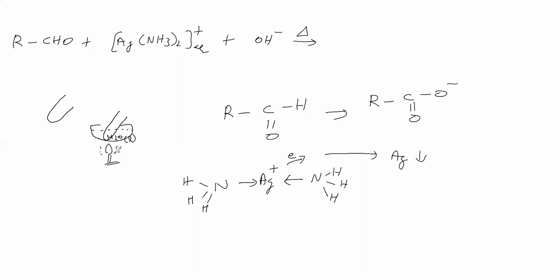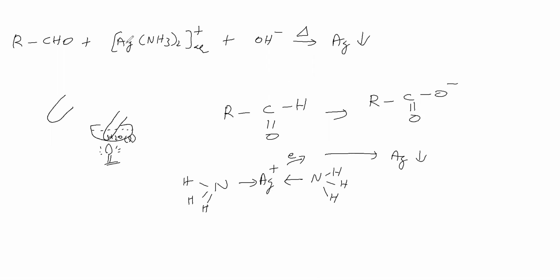Therefore, this inner wall will appear silver. If you look at this silver, it will act like a mirror. Therefore, we say that we have got a silver mirror. Therefore, this test is called the silver mirror test. In this test, Ag plus takes an electron and becomes Ag, so we are getting a silver mirror.